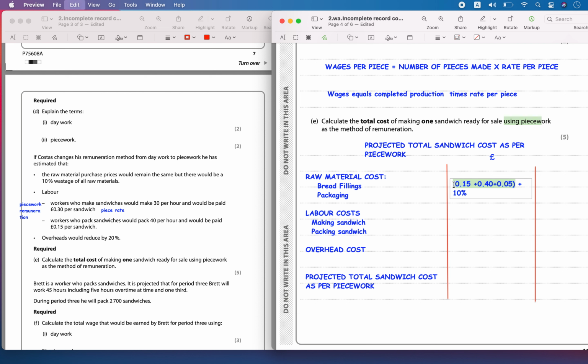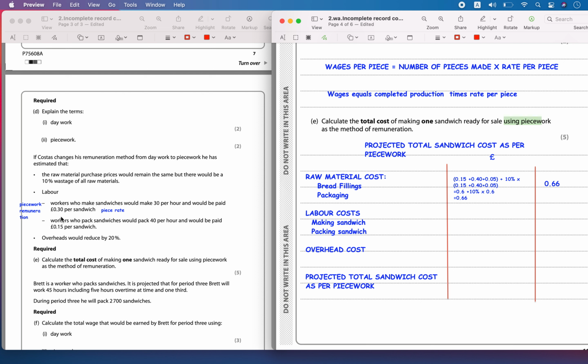10% of this value. Okay, raw material cost is going to increase by this much. So that value is equal to 0.6 plus 10% of 0.6, that is equal to 0.66. Okay, now, so 0.66.